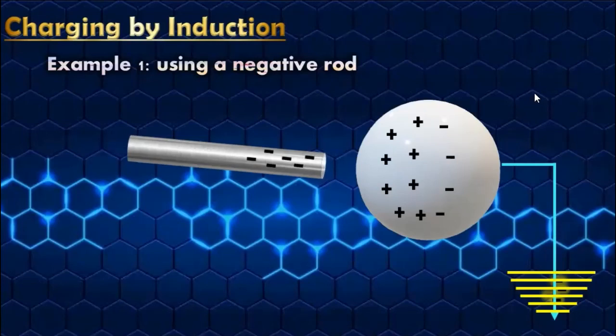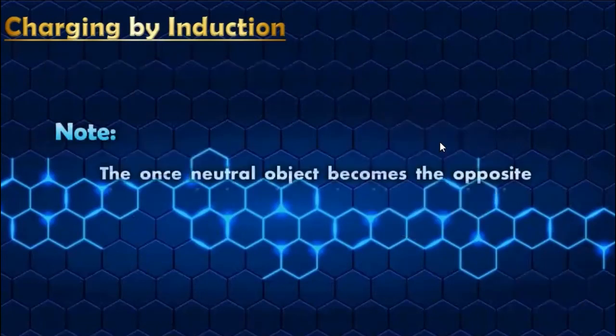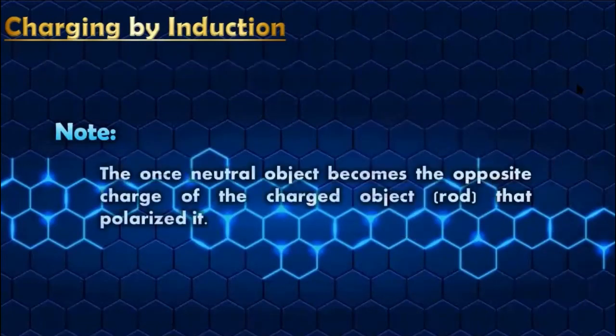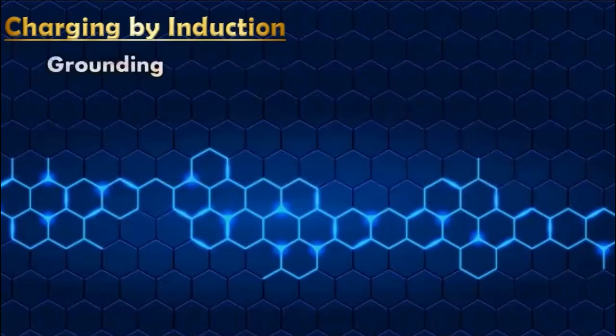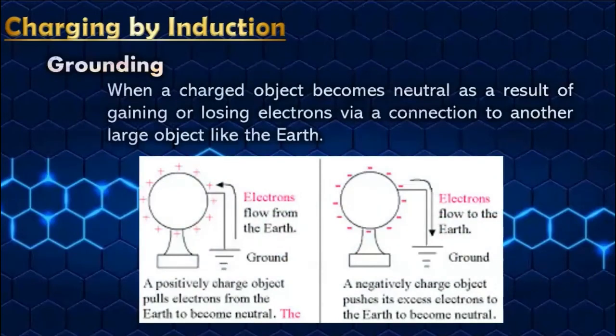Now, if we are going to pull the rod, we still have a positively charged sphere. Therefore, the once neutral object becomes the opposite charge of the charged object that polarized it. Let's talk more about grounding. We have here two illustrations, and these examples show how a charged object changes into a neutral one.